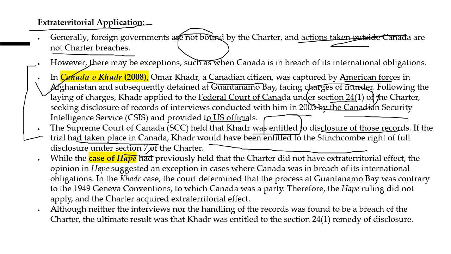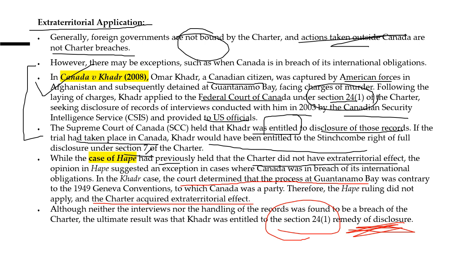But there was another case, the Hape case. It had previously held that the Charter did not have extraterritorial effect. The opinion in Hape suggested an exception in cases where Canada was in breach of an international obligation. In the Khadr case, the court determined that the process at Guantanamo Bay was contrary to the 1949 Geneva Convention to which Canada was a party. The Hape ruling did not apply, and the Charter had extraterritorial effect. Although neither the interviews nor the handling of records was found to be a breach of the Charter, the ultimate result was that Khadr was entitled to a Section 24(1) remedy of disclosure, being a Canadian citizen.